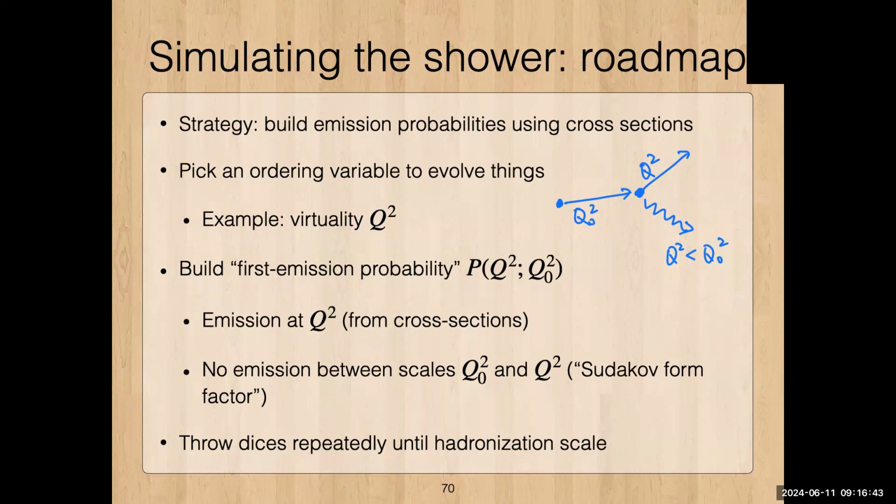Once you have these, you have the probability, and then all you have to do is throw dice. You throw a dice to determine where it splits, and then you throw another dice to keep going, and then you develop the whole shower. So this is roughly the roadmap of how, if you run Pythia, this is what's going on behind the hood. Obviously I skipped a lot of math here, so if you're interested, I can point you to the math. But here I'm just telling you the story of how things go.